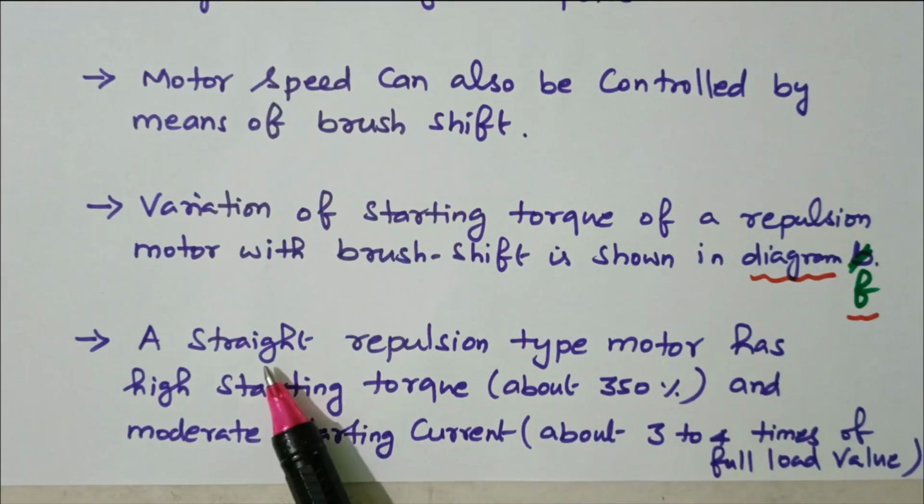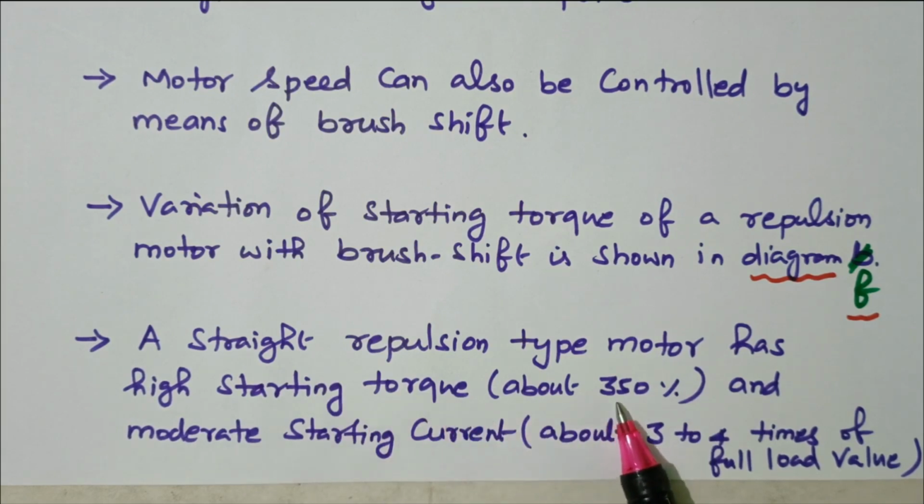Then a straight repulsion motor has a starting torque of about 350% and moderate current, about 3 to 4 times the full load value. So the torque is about 350%. The starting current is 3 to 4 times the full load value.